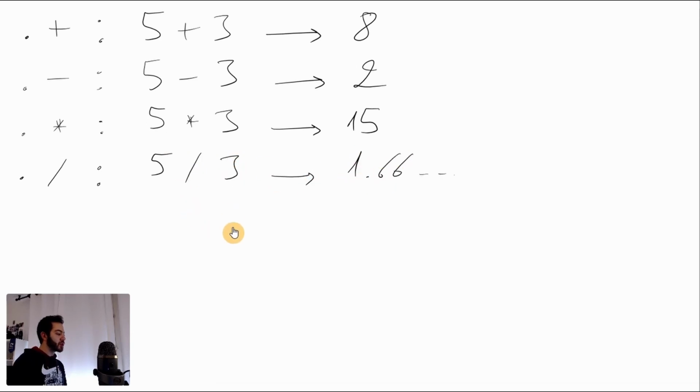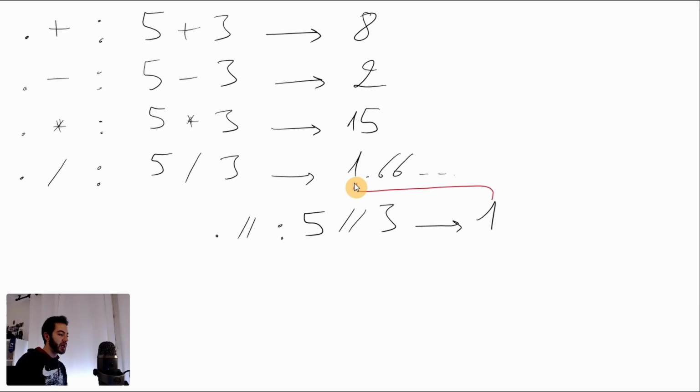And we have two special operators. The first is the double slash that represents the integer division of a number by the other. So if we take 5 slash slash 3, it will return 1. Why 1? Because 1 is the integer part here of the division of 5 by 3.